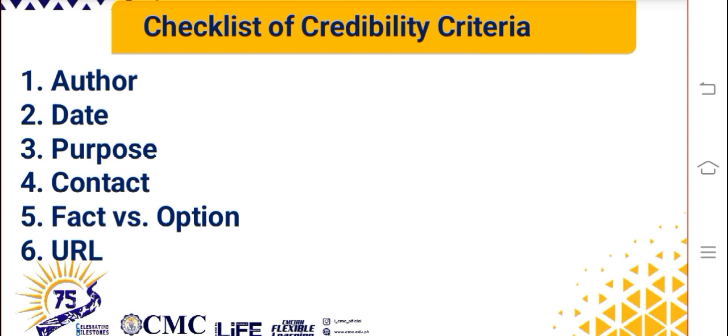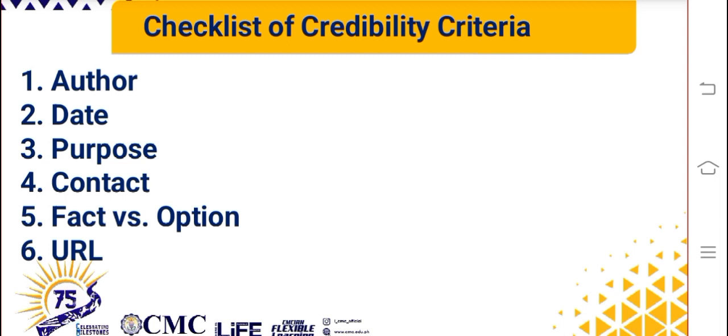If the site is more than a few years old and it has not been updated regularly, look for more up-to-date information. Number 2, purpose. Analyze the goals of the website to determine if it is an informational or an advertisement site.